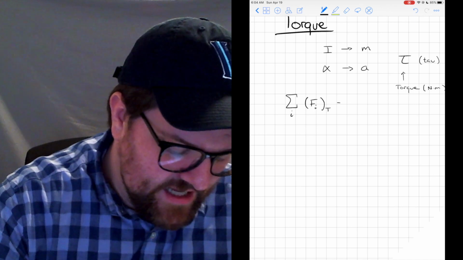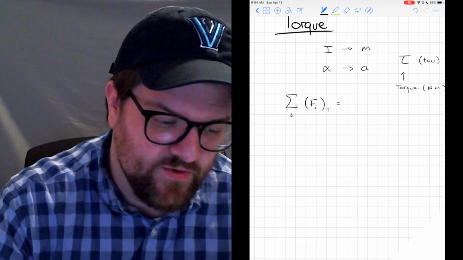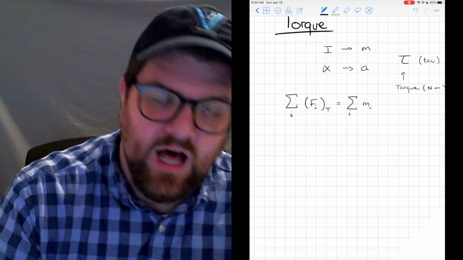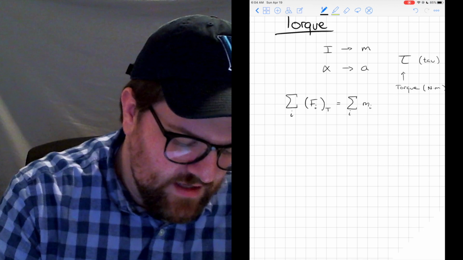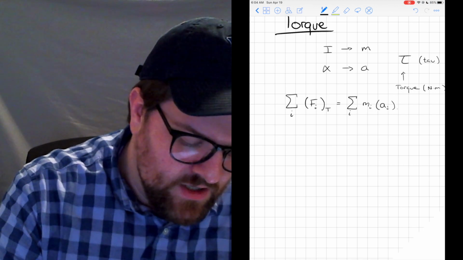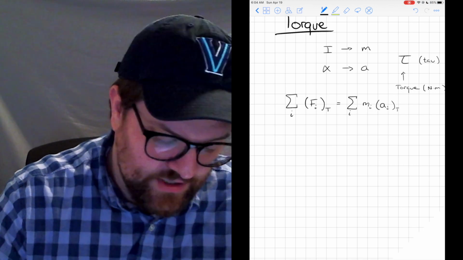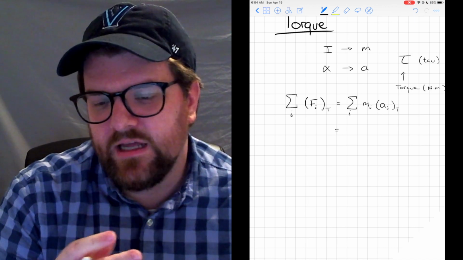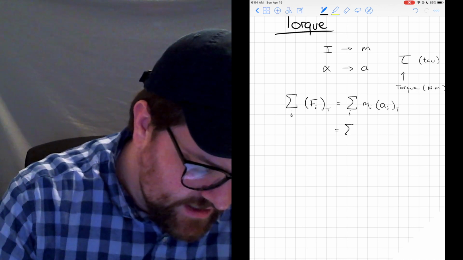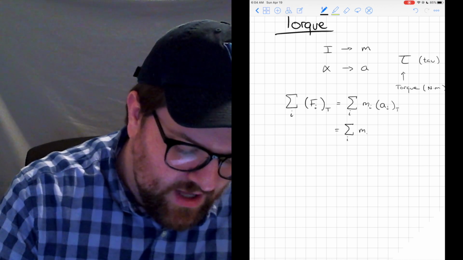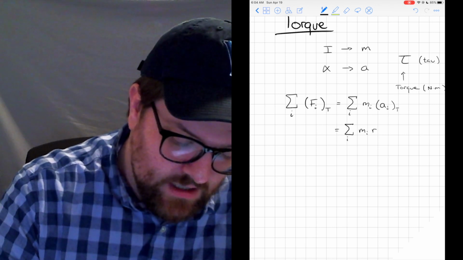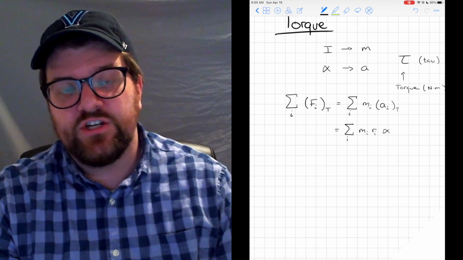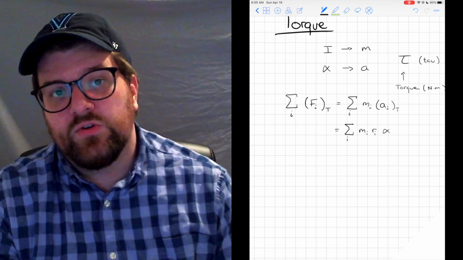So if I talk about the sum of these tangential forces, I'm going to get the sum of these mi, these little chunks of mass in the object, times ai, which is that tangential acceleration. And if I break that apart a little bit further to give me my angular acceleration, I can say that the sum over i of mi ri times alpha, and alpha is that angular acceleration. R alpha gives me my tangential acceleration a.